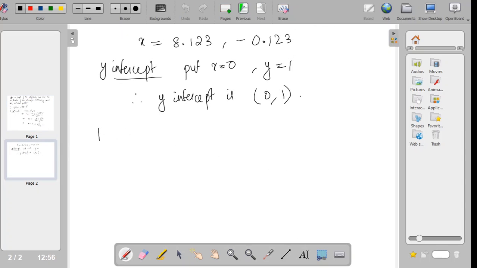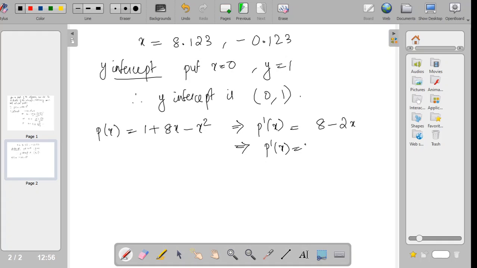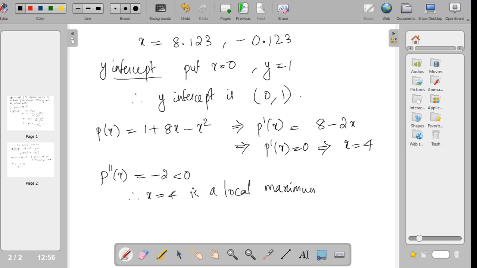So p of x is 1 plus 8x minus x square. That implies p dash of x will be equal to 8 minus 2x. So p dash of x equal to 0 implies x will be equal to 4, and p double dash of x is equal to minus 2, that is less than 0. So therefore x equal to 4 is a local maximum. So we have got the intercepts and the local maximum point.